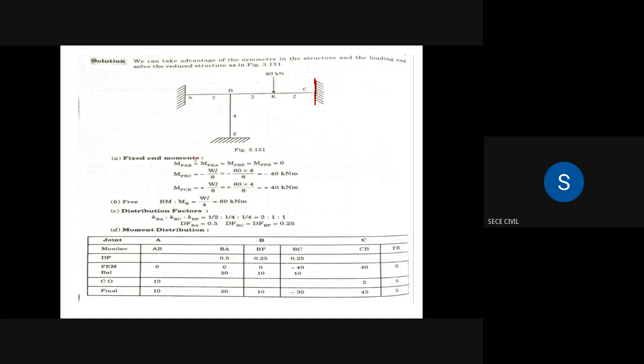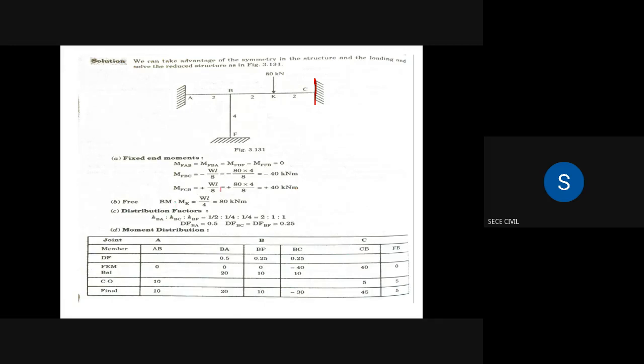So we are calculating fixed end moments. We have 3 members, so we will have 6 fixed end moments. Since span AB and span BF have no load, the fixed end moments will be 0. MFAB equals MFBA equals MFBF equals MFFB equals 0. Only MFBC and MFCB will have values. We have a point load at the center, so the fixed end moment formula is minus WL by 8 and plus WL by 8. W value is 80, L is 4 meters. So minus 80 into 4 by 8, we have minus 40 kilonewton meter and plus 40 kilonewton meter.